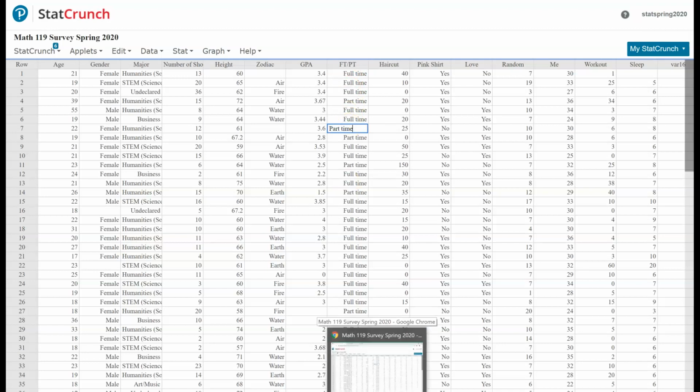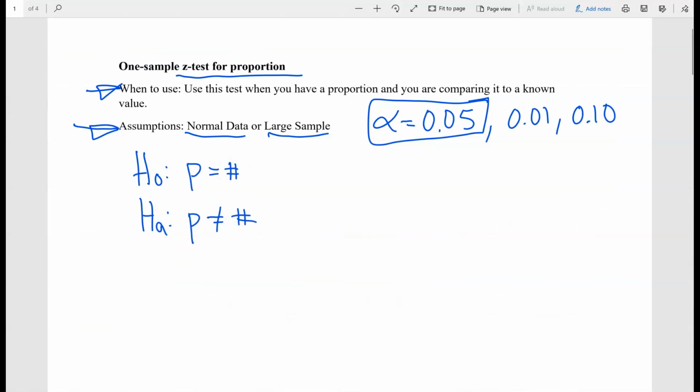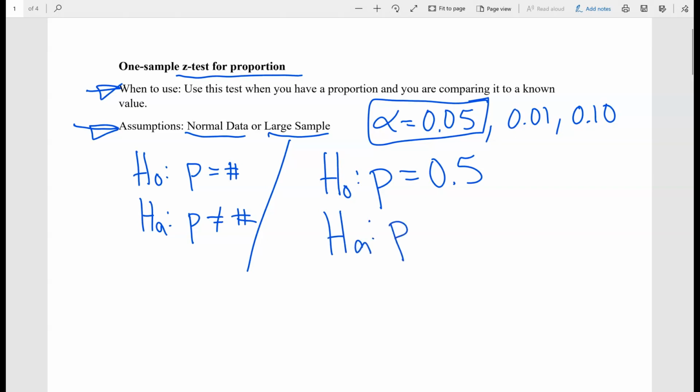So what I'm going to write in my null hypothesis is that H0: P is equal to 0.5. This means that the proportion of full-time is equal to 50%. My alternative will be that no, it is not equal to 0.5. It's something completely different, so either the proportion of full-time students has increased or it has decreased. So this will be my null and my alternative hypothesis. Now what we would do is conduct this test.